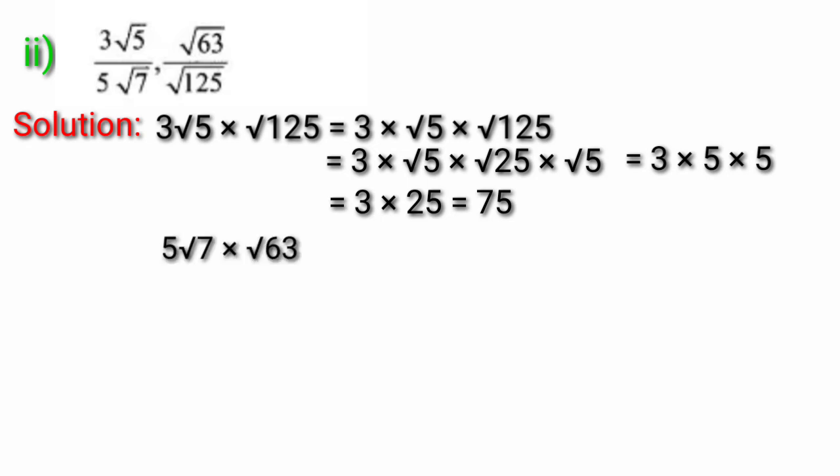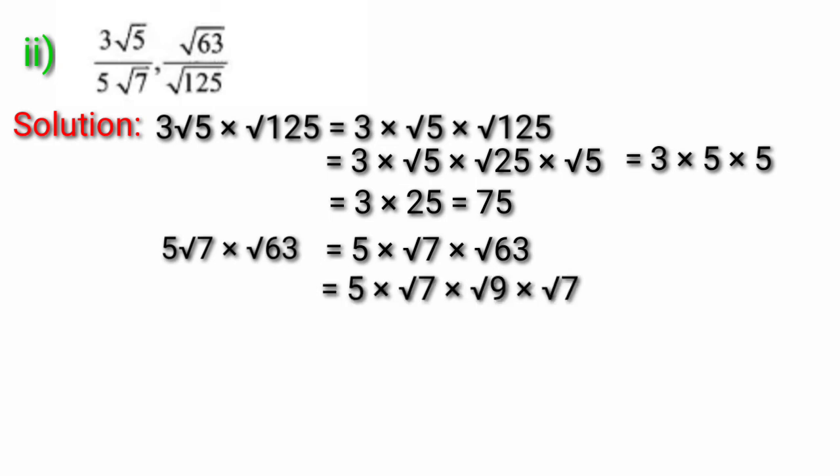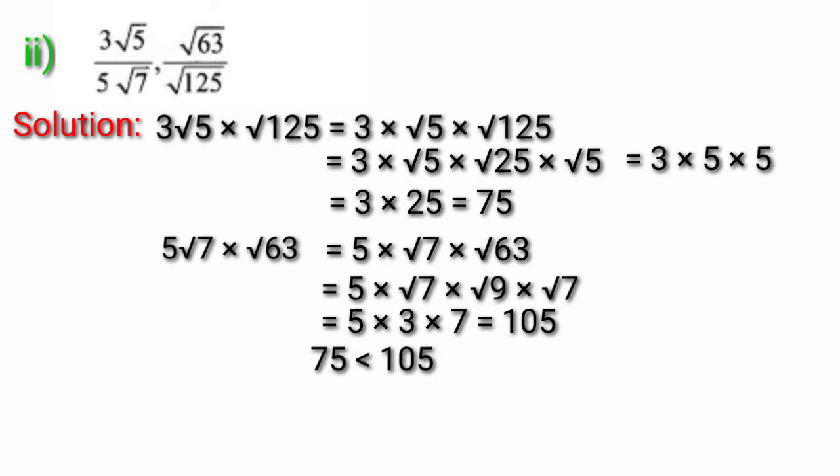And 5 root 7 multiplied by root 63 is equal to 5 multiplied by under root 7 multiplied by 63 is equal to 5 multiplied by under root 7 multiplied by 9 multiplied by 7 is equal to 5 multiplied by 3, 3 3s are 9. So after coming out of root it becomes 3 multiplied by 7. So 5 multiplied by 3 multiplied by 7 is equal to 105. So 75 is less than 105. Therefore the ratio 3 root 5 upon 5 root 7 is less than under root 63 upon under root 125.